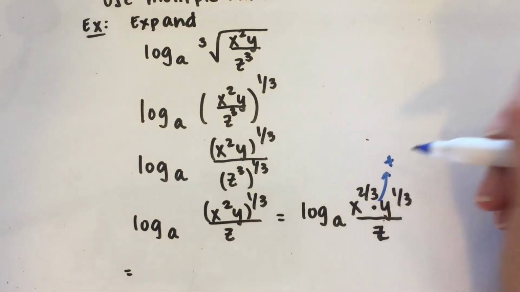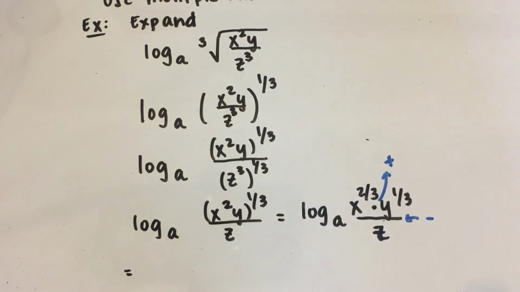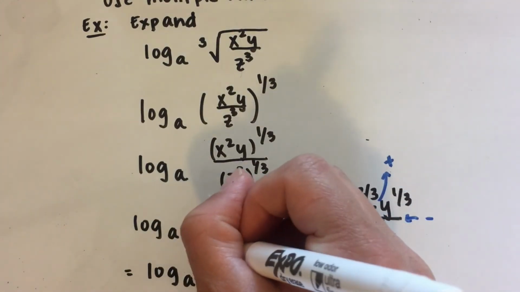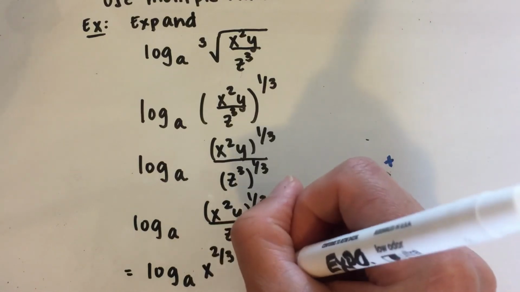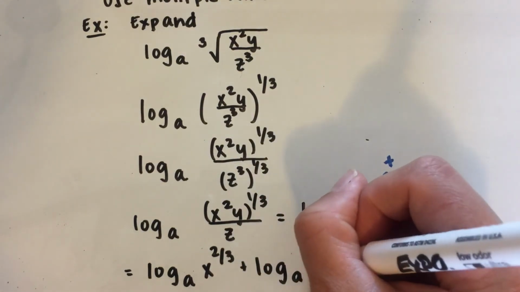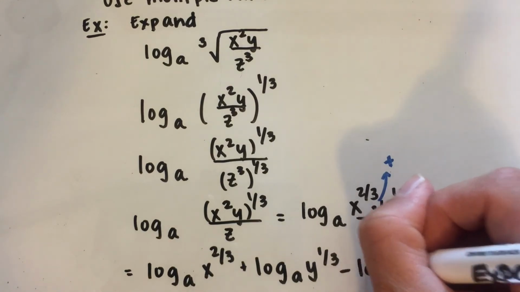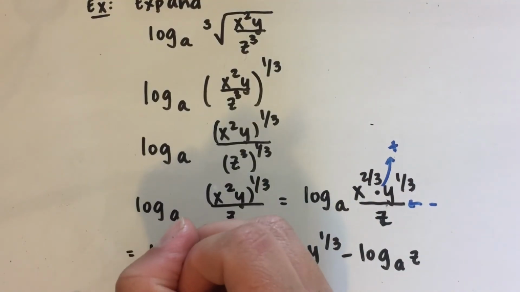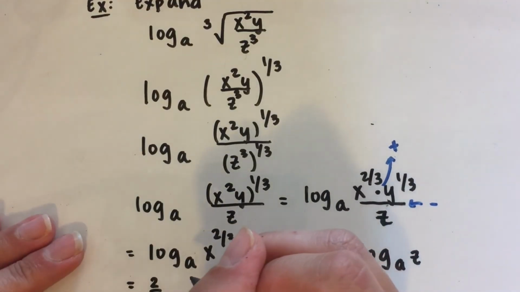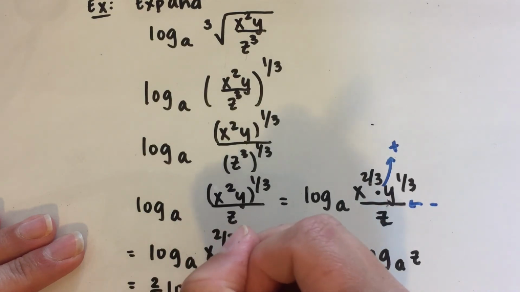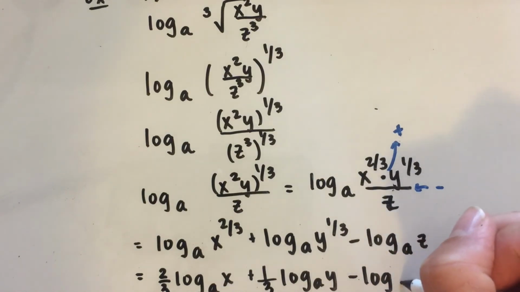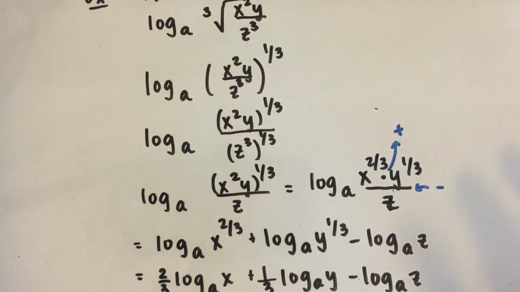And now, since we have multiplication on the top, those two terms will turn into addition. And then the division part will turn into subtraction when we expand. So we have log base a of x to the 2/3 plus log base a of y to the 1/3 minus log base a of z. Now we can multiply the power to the front, so we get 2/3 log base a of x plus 1/3 log base a of y minus log base a of z. And that will be your final answer.